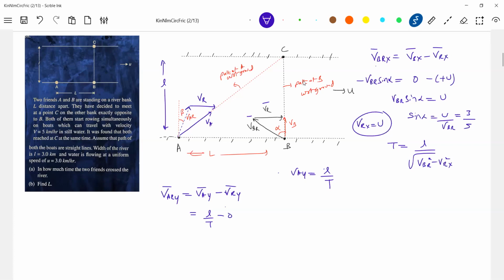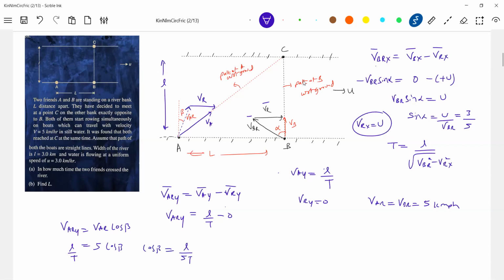Okay, what is the value of VRY? VRY will be 0, because how is the river flowing? The river is flowing along the x-axis, no? Put it like this. So I got VRY. So if I know VAY, then VAY is equal to VAR cos beta. What is VAR? VAR equal to VBR is equal to 5 kilometer per hour. Okay, this will be L by T, 5 cos beta. So I know the value.